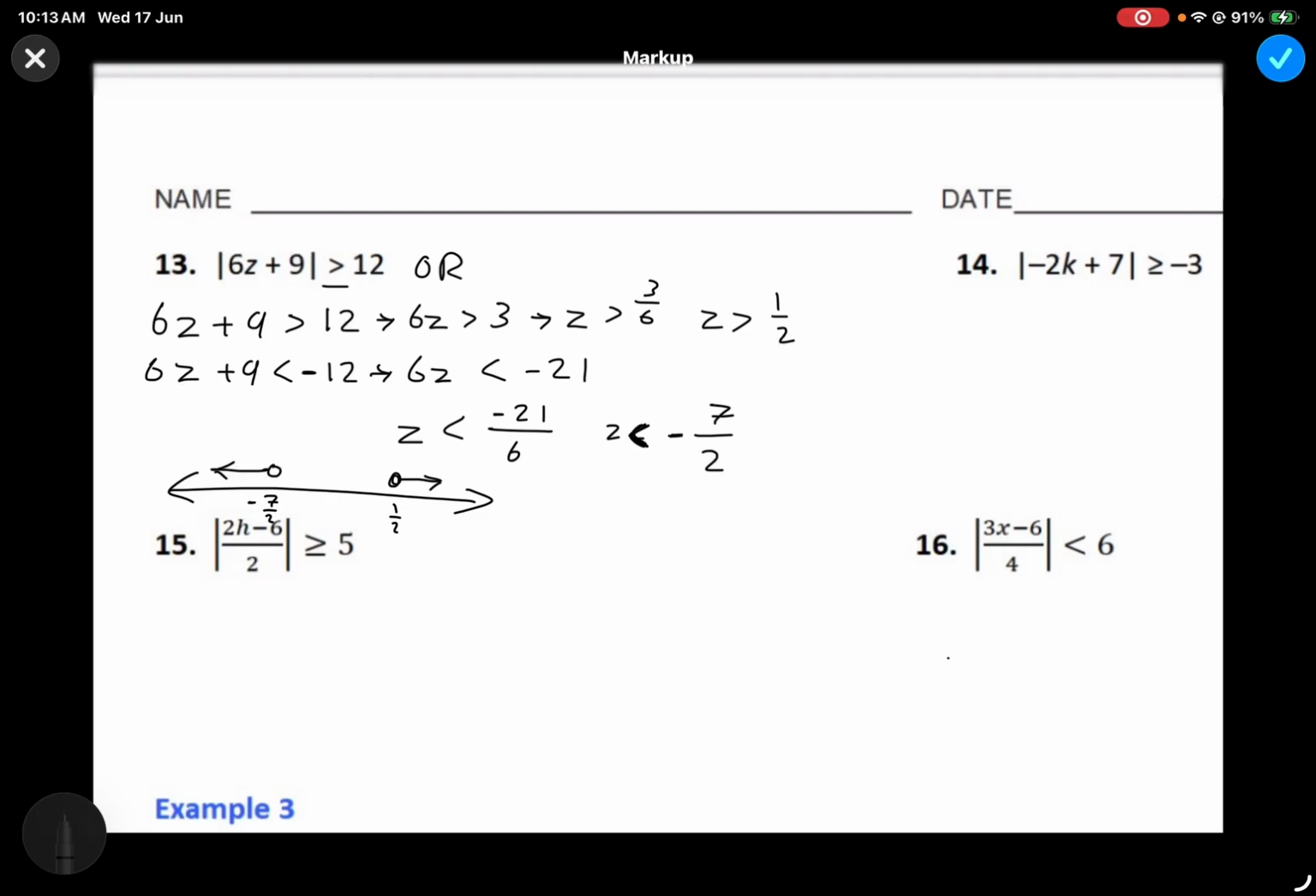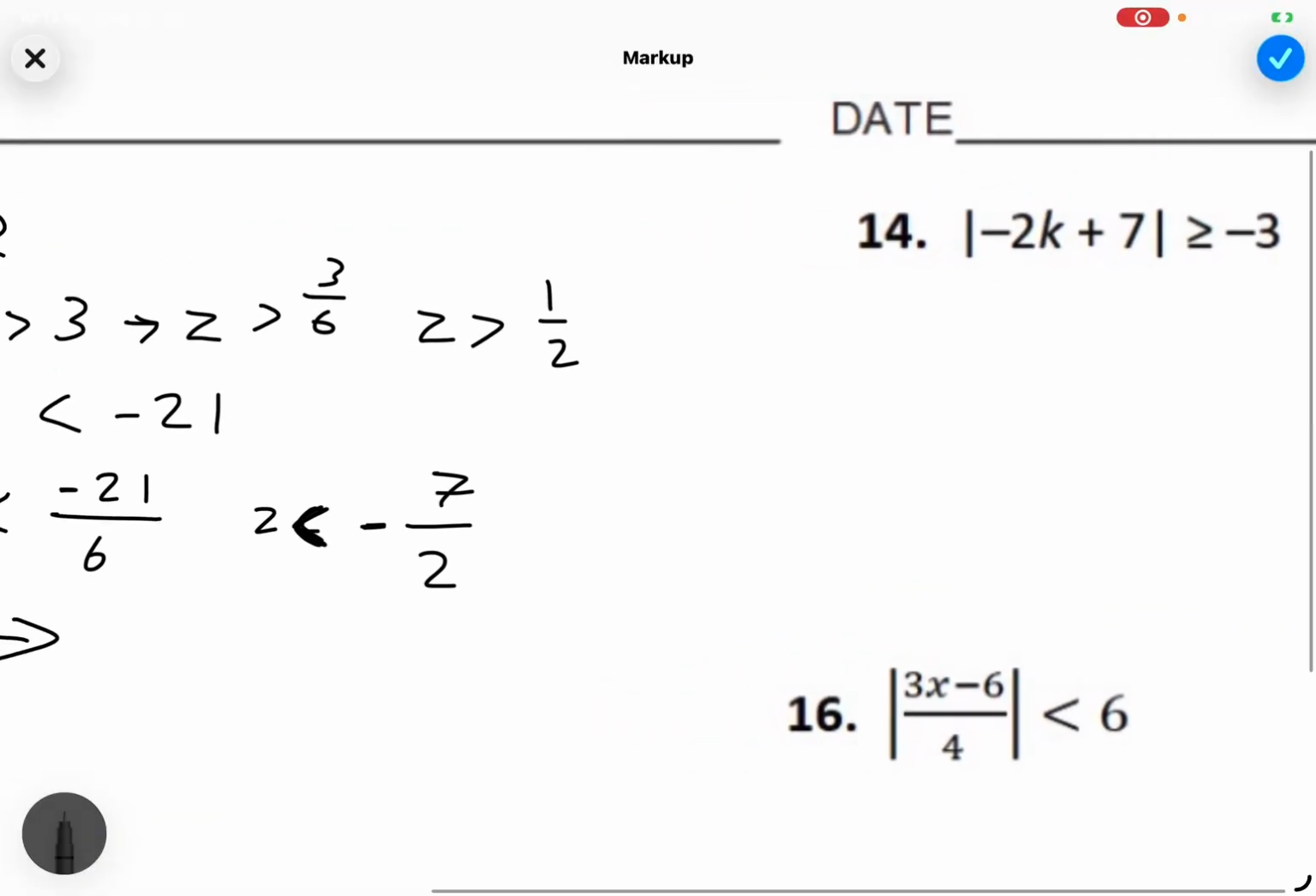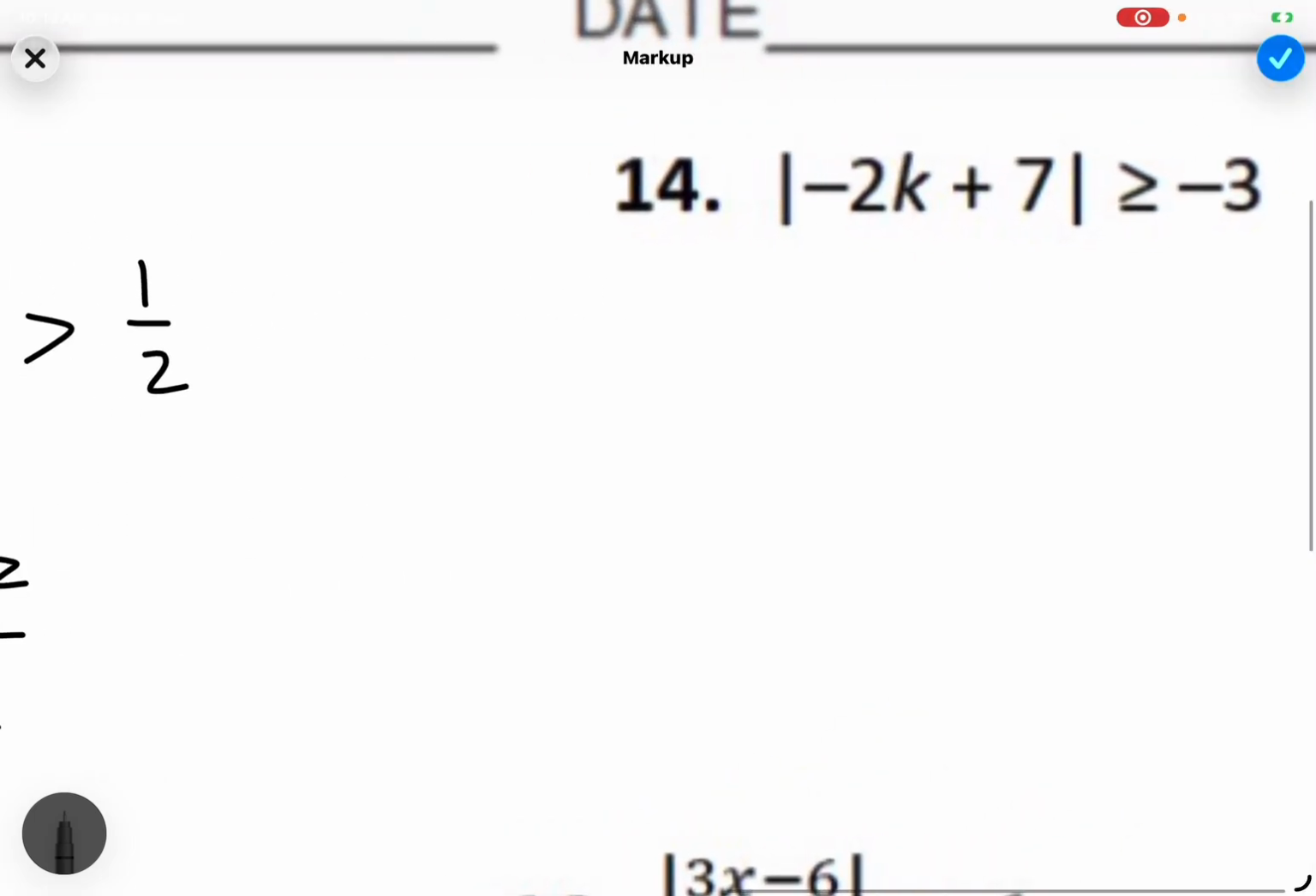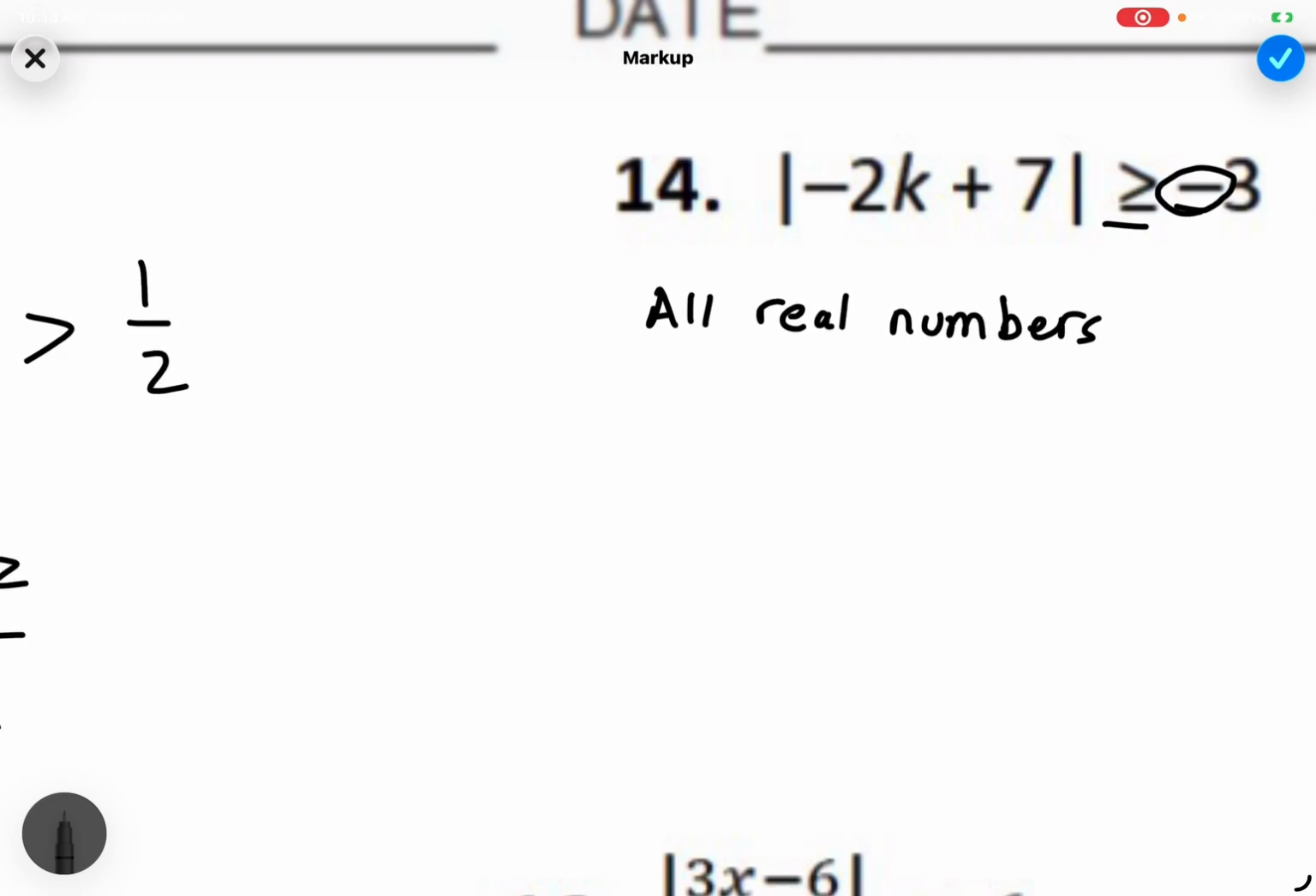Now for question 14, this is one of those special cases, you know, because it's greater than a negative number. Which just means the answer is all real numbers because it's greater than a negative number. And on the number line, it looks like this.